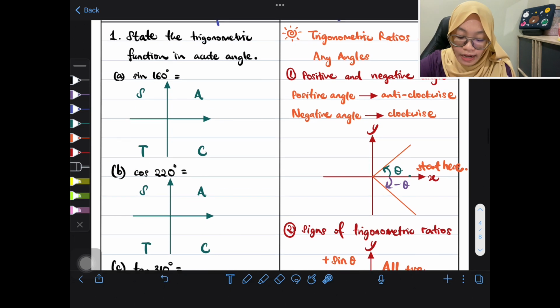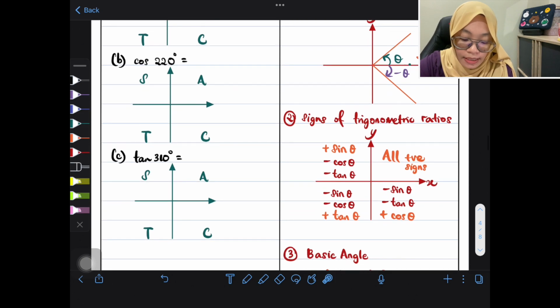Okay. Now, sekarang ni kita kena belajar the sign of trigonometric ratios. The signs means whether it's positive or it's negative. So macam mana nak hafal all of the signs? I'll give you some tips. So the tips is all maksudnya all. Okay, tak apa, sabar dulu, nanti saya explain.